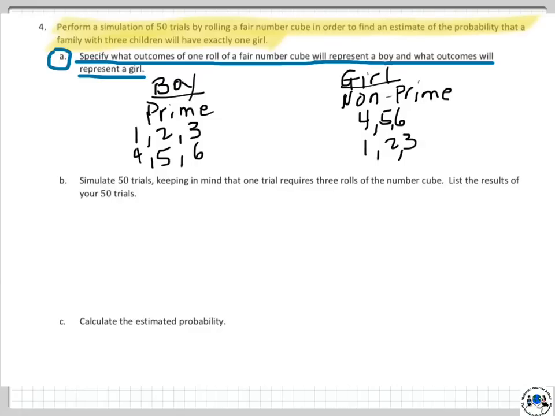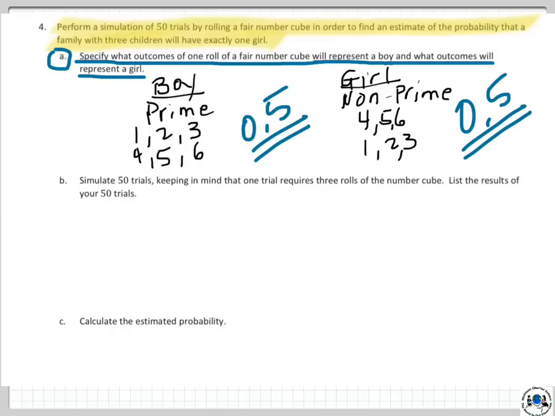So the first thing you need to specify is what outcomes. The most important thing is that your probability is always going to have to be 0.5 for either one. It has to be an equally fair roll. That's the only thing that matters in this case, because we have one of 2 outcomes, a boy or a girl.